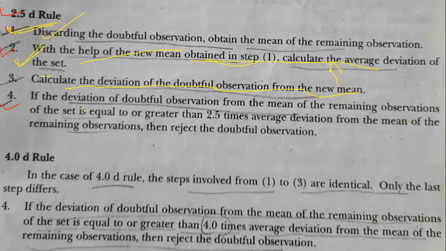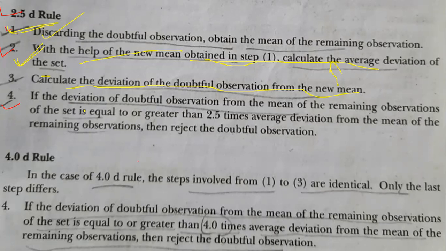If the deviation of the doubtful observation is more than 2.5 times the average deviation which is obtained from the mean of the remaining observations, then that reading, or that observation, has to be rejected.